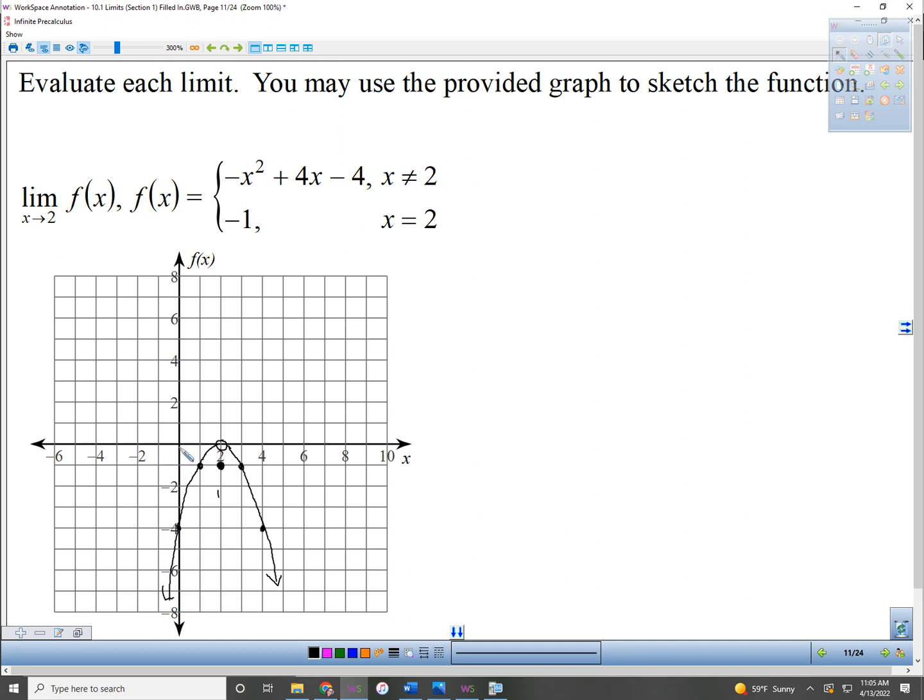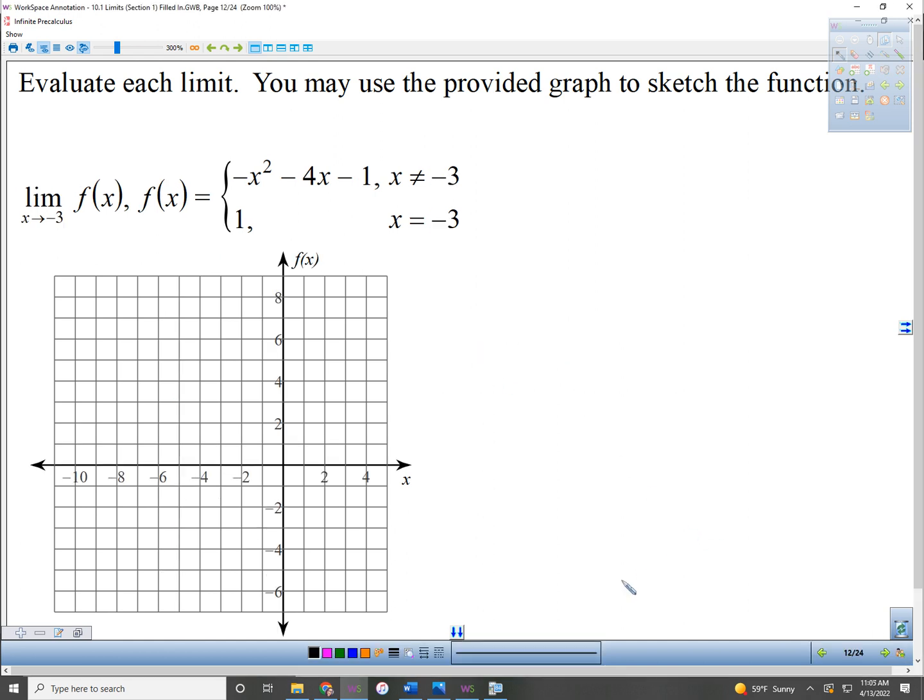As I get closer and closer to 2, what are my y values getting closer and closer to? Let's say I had chosen the point 1, that I'm at negative 1. At 1.5, I'm here. I'm getting closer and closer to this location right here on either side, and that's a y value of 0. So the limit as x approaches 2 of f of x is equal to 0. As my x's get closer to 2, what are my y values getting closer to?